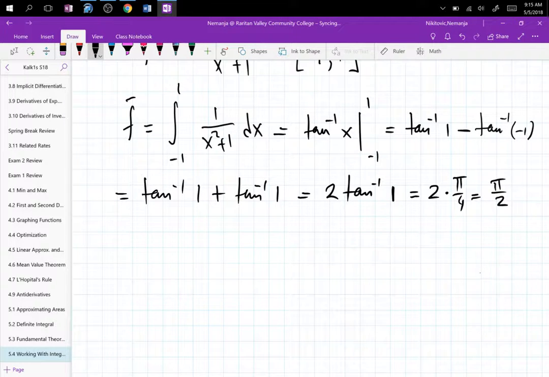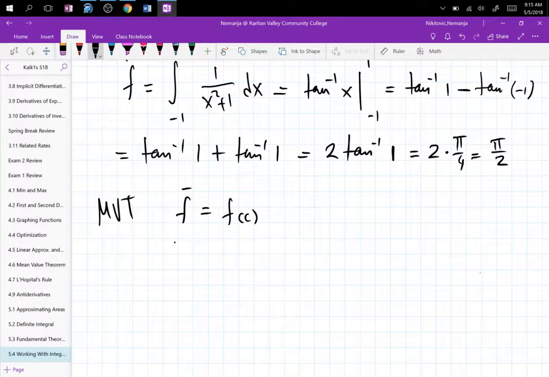So the entire answer is pi over 2. That's the average value of a function. Now, if I want to do the mean value theorem part for this, I have to equal the average to the function computed at that value c. So now the average is pi over 2, and the function on the other side is the original function when you plug in c.